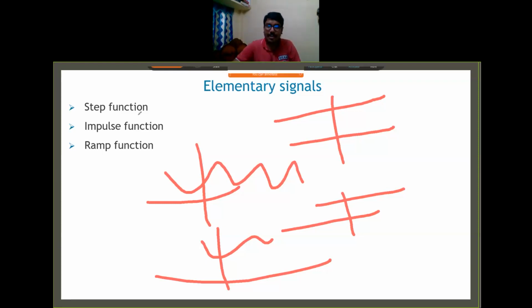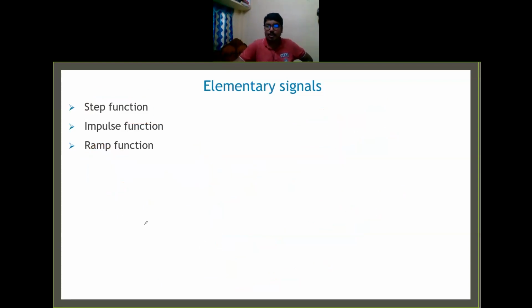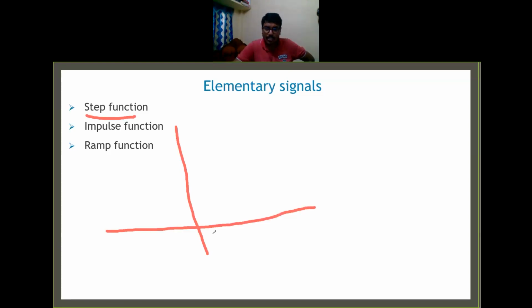Some signals are special because of their nature and behavior. There are around 13 to 14 signals we are going to discuss. These 13-14 are different characters, like different special signals. Don't confuse, all are signals only. Among them, few are important and regularly used, so we are focusing on them. The very first one among them is the step function, or step signal. So this is origin 0 and this is a step signal.